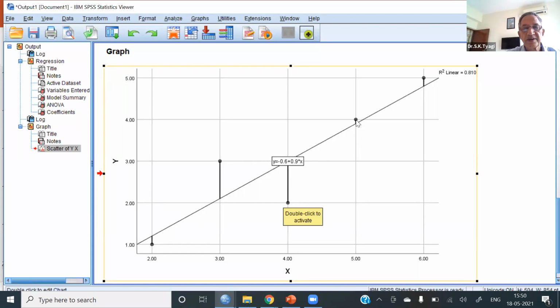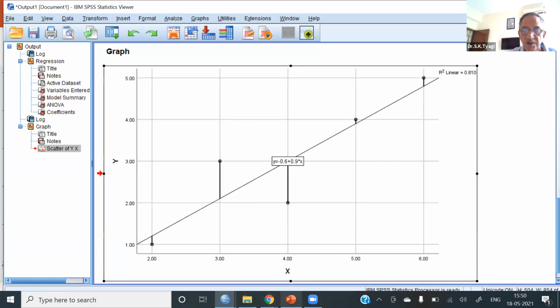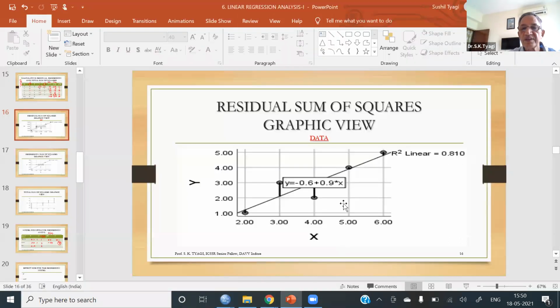Similarly, here error is minimum. This is the actual value of y, and the predicted value is this one. This is actual and this is predicted. So the difference between the actual and predicted, if you square it, and then add them, then this comes out to be SS residual. So this is the graphical view of SS residual. Similarly, SS total.